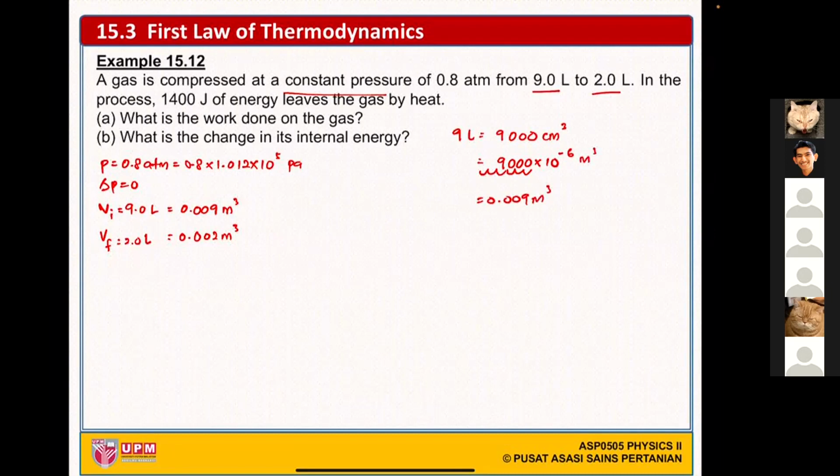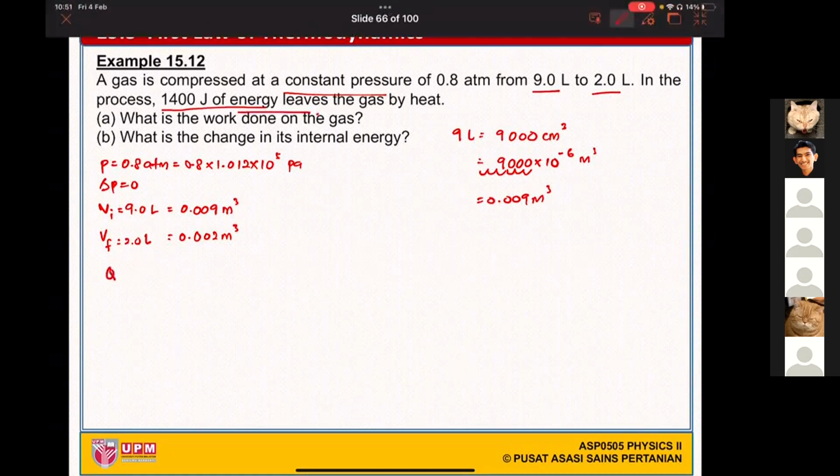Ingat tu. Then dia punya tanya, dia bagi tahu lah, the process 1400 joule of energy leave the gas. Maknanya energy leave the gas. Alright, bermaksud ini Q ke ini delta U? Energy leave. Bermaksud dia adalah Q. Q adalah 1400 joule. Sebab dia kata energy leave maknanya heat lah. So bila dia leave the gas bermaksud dia negative sign. Boleh faham? So soalan dia, what is the work done on the gas?